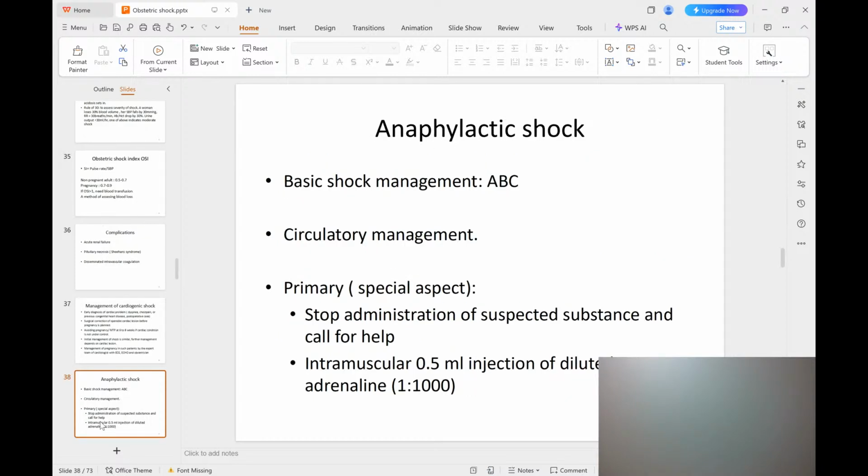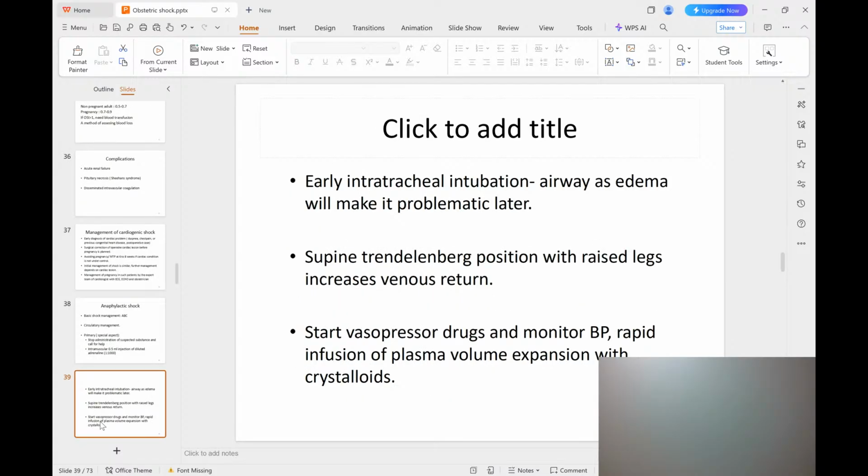In case of anaphylactic shock, the basic management is the same with ABC. Circulatory management is important, and a special aspect is if there is any suspected agent or drugs, it should be stopped and call for help. Injection adrenaline 0.5 ml of 1 in 1000, diluted adrenaline should be administered. And early ET intubation is necessary, and Trendelenburg position with raised leg, and also vasopressor drugs, monitor BP, rapid infusion of plasma volume expansion with crystalloids.